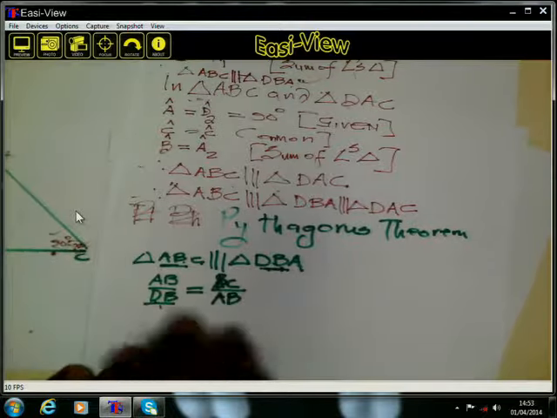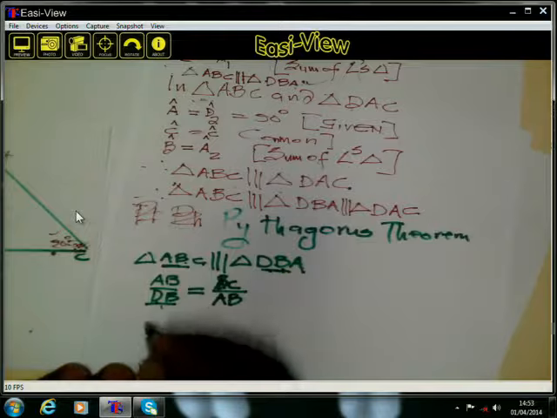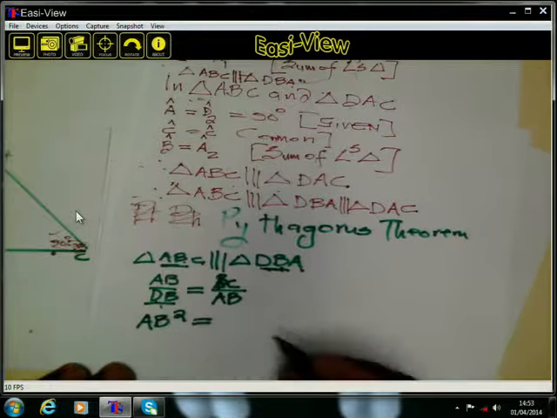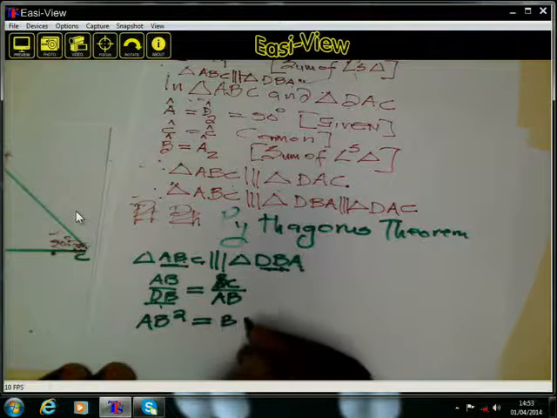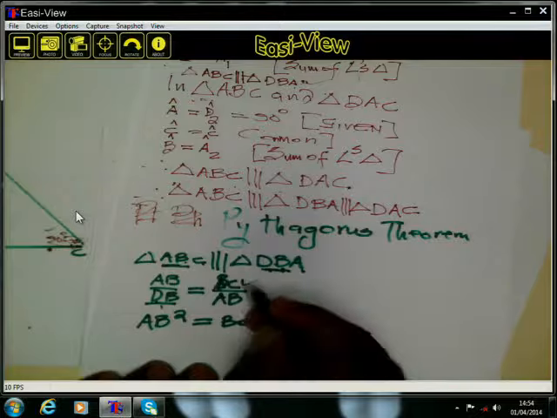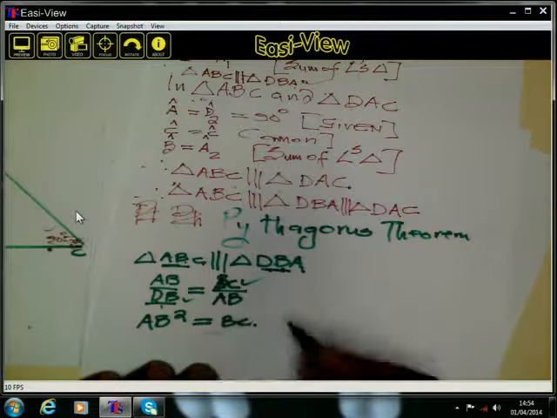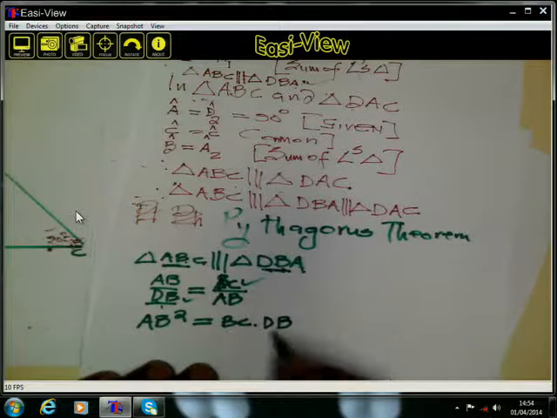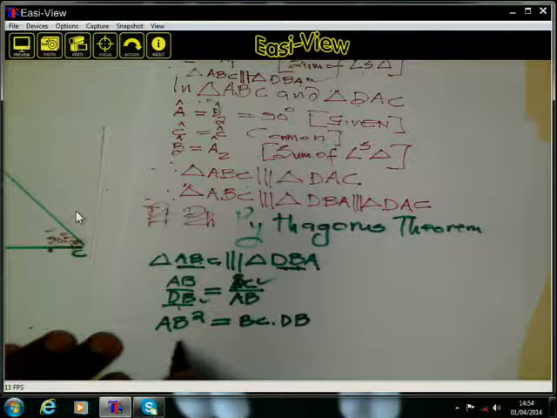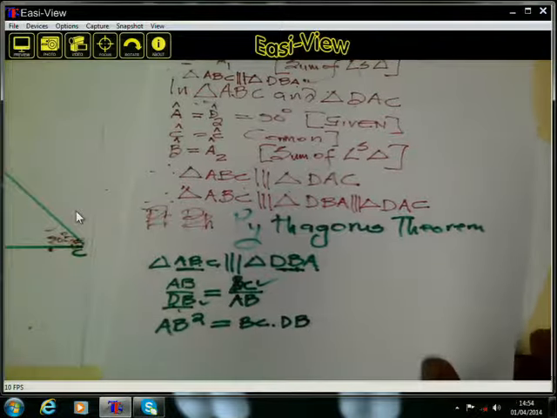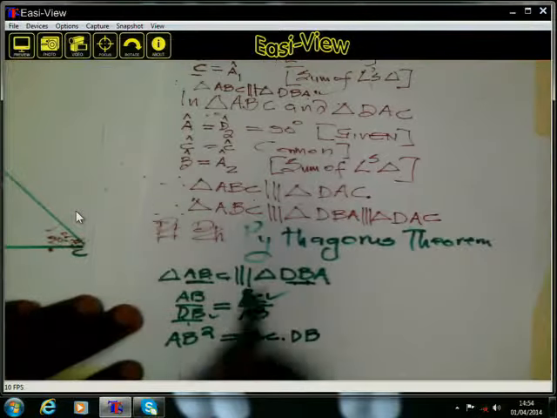Now, if I cross multiply here, I'm going to have AB squared equal to BC multiplied by DB. That is the definition of AB squared. Fine. And this is the information that I have sourced out from this similarity.